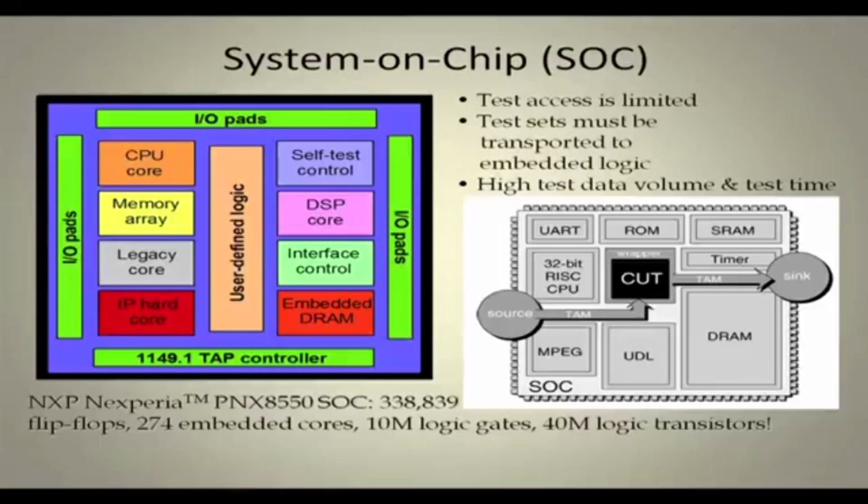So, high test data volume has two problems. One is that the ATE memory requirement will be high, and the second point is the test time for the chip. That will also become very high.